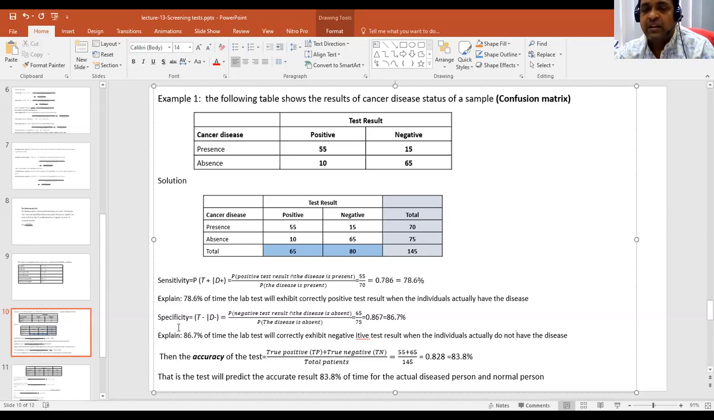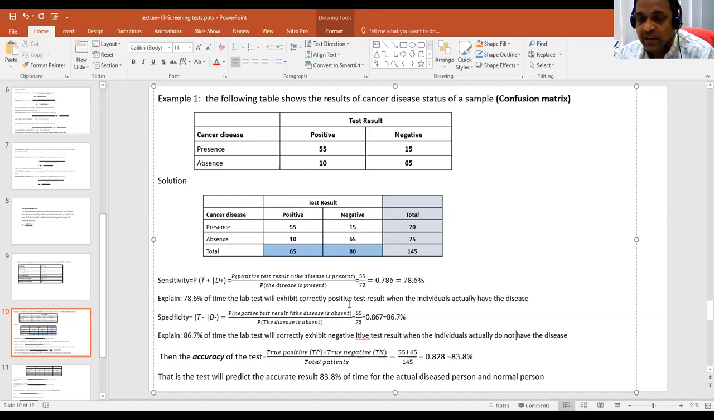So for sensitivity we got 78.6%. The lab will give the correct result for the patient who has the disease, and for the specificity, 86.7% of the time the lab will give the correct negative answer for those who actually don't have the disease. Then you can find the accuracy of the test. We know the accuracy of the test is the correct results by the lab divided by the total number of individuals in the test.